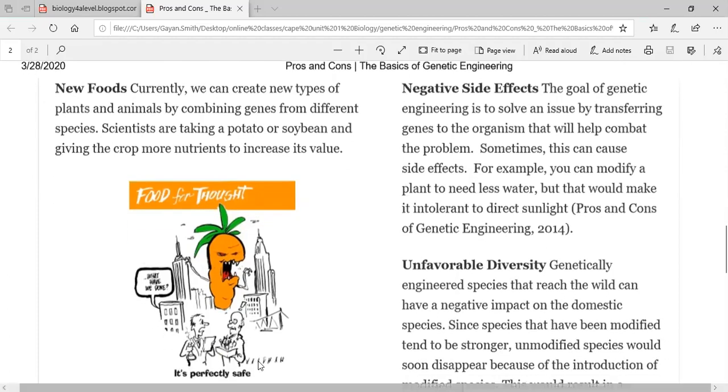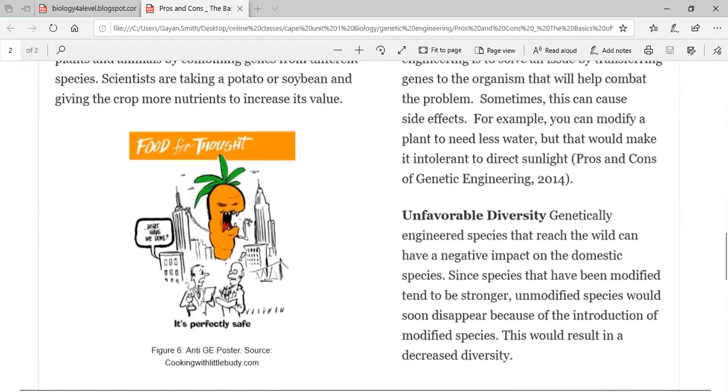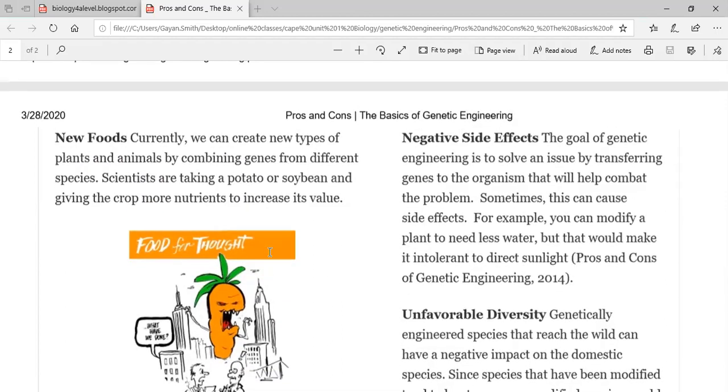All right, so the other pro was that new foods can be made. Currently, we can create new types of plants and animals by combining genes from different species. Scientists are taking a potato or soybean and giving the crop more nutrients to increase its value. Some persons, like vegetarians, eat a lot of soy-based products, so they can become deficient in certain minerals and vitamins if they have a diet which is solely based on soy or potato. So they're saying you can enrich these plants so that there's a lower possibility of these deficiencies.